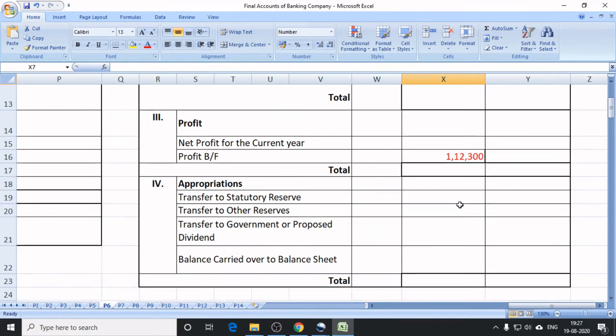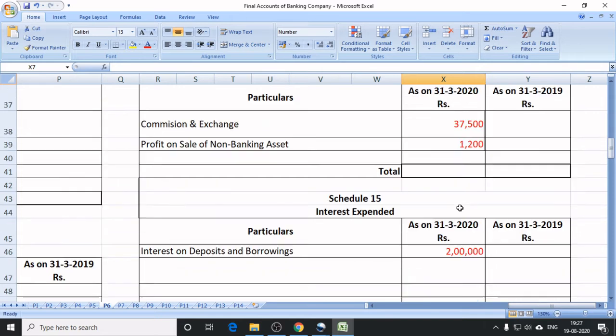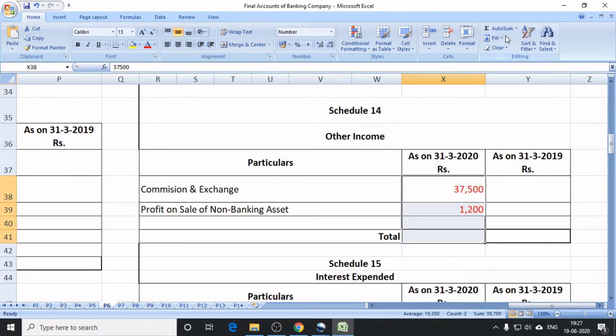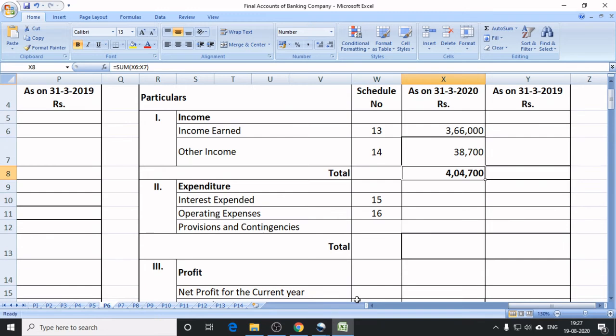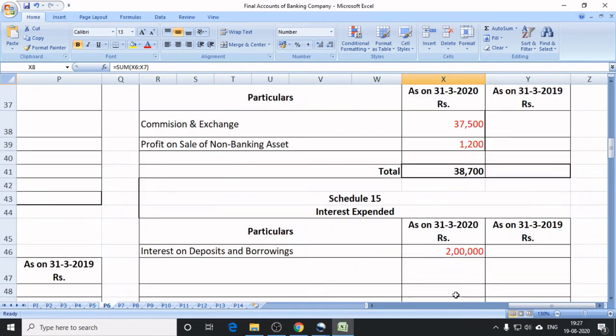Okay, now schedule number 14. Let's calculate the bank's income under schedule number 14. It is 38,700 rupees, which is the bank's income other than interest. Now let's calculate the total income of the bank before deducting the expenditure. This is the income of this accounting year before deducting the expenditures: 4,04,700.